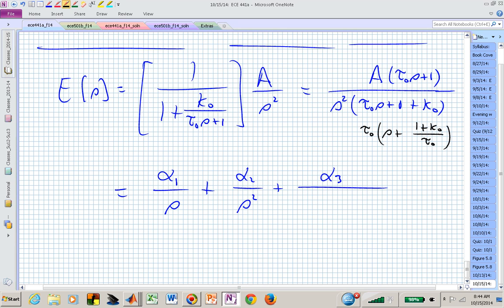And as tau naught, the time constant of our open loop system, gets smaller, that pole gets further out into the left half plane, or faster. But this now says that we have a denominator here of S plus a real pole. What's the error signal going to look like in the time domain?